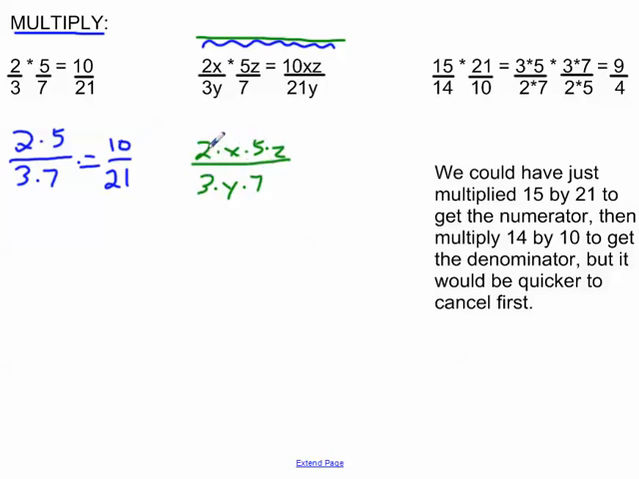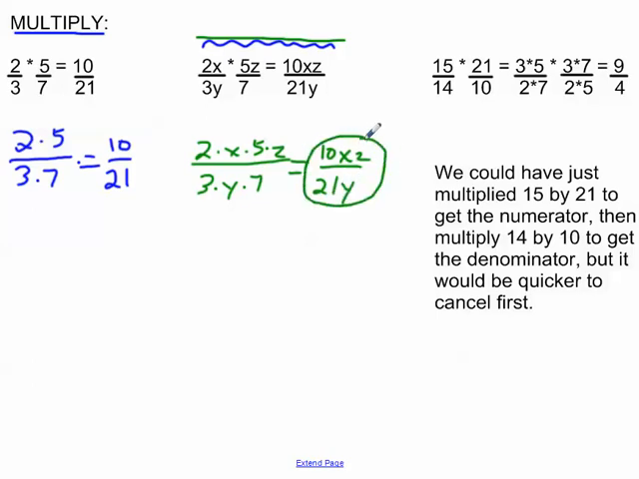3 and y and 7 are all factors. Now can we cancel any of these out? Does 2 cancel with 3 or y or 7? No. X with 3 or y or 7? No. 5 with 3 or y or 7? No. Z with 3 or y or 7? They don't cancel out because nothing divides to 1. So essentially that becomes 2 times x times 5 times z is 10xz over 21y. And that would be our answer.